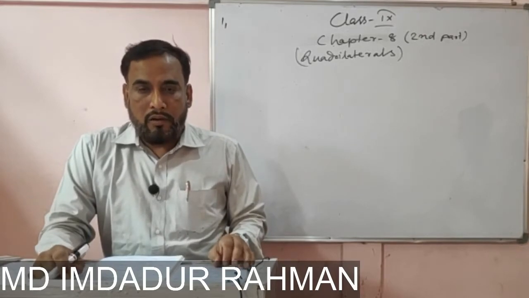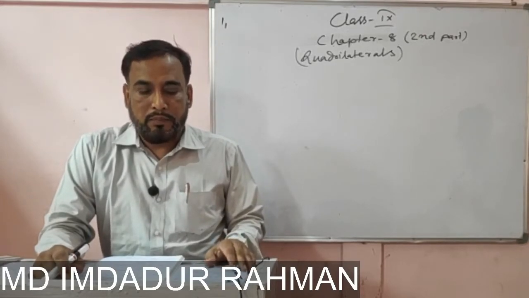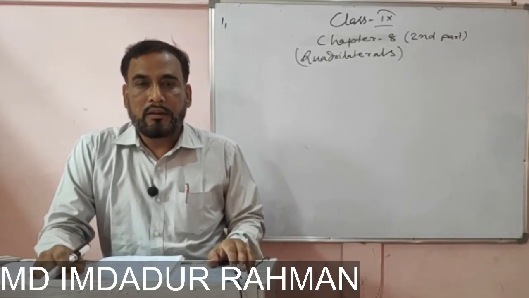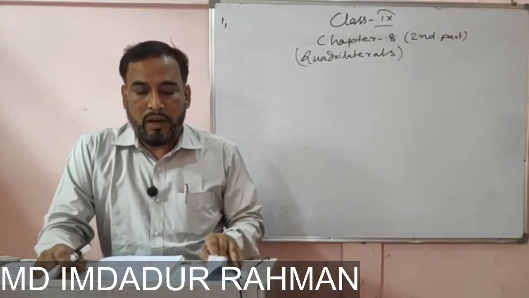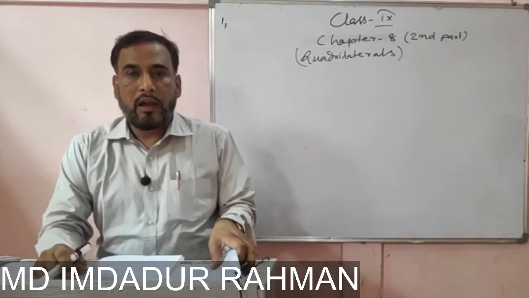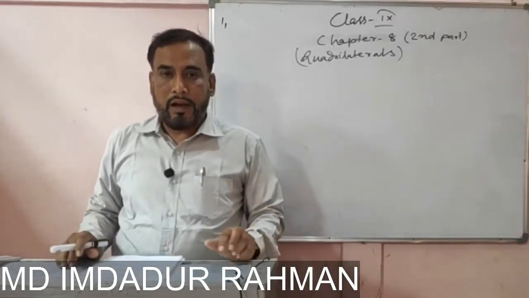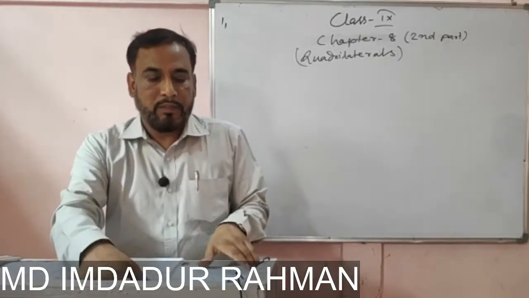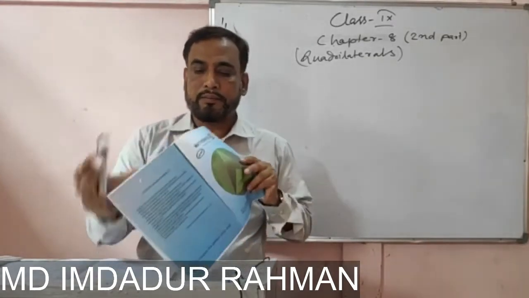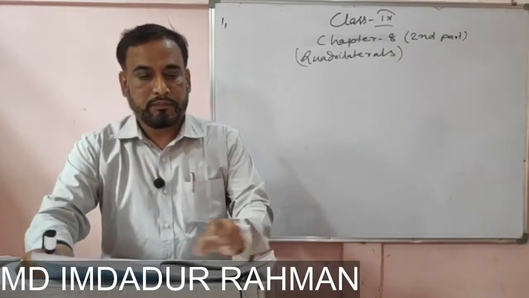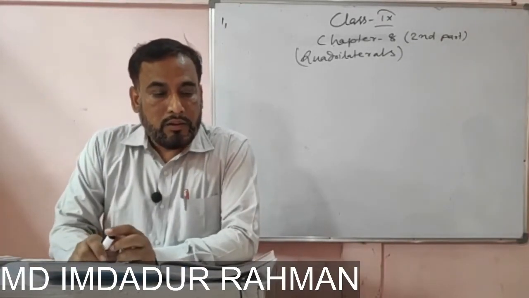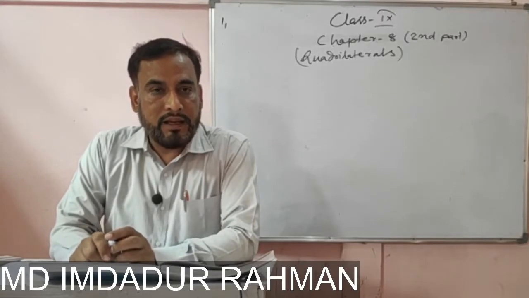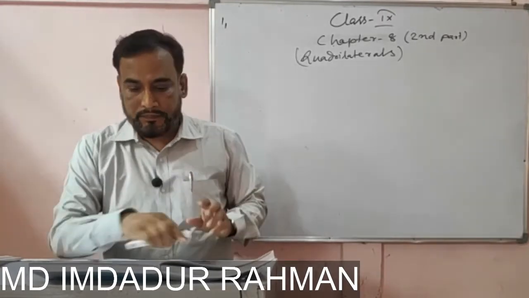Today I will take chapter 8, Quadrilaterals. Earlier we have taken up to theorem 8.5. Today I will take 8.6. Look at the book, page number 164. Look at your textbook. Theorem 8.6: the diagonals of a parallelogram bisect each other. We have to prove this.